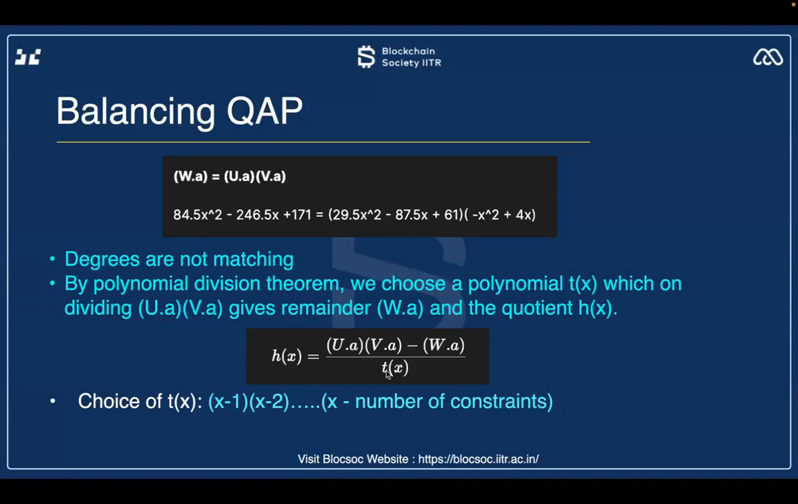So now the question is, what would be the choice of Tx? In ZK SNARKs, Tx is chosen to be x minus 1, x minus 2, till x minus the number of constraints. So for our example, it would be equal to x minus 1 into x minus 2 into x minus 3. And now the question is, why this Tx? There are mainly two reasons. The first is that this Tx is publicly known to both the prover and the verifier.